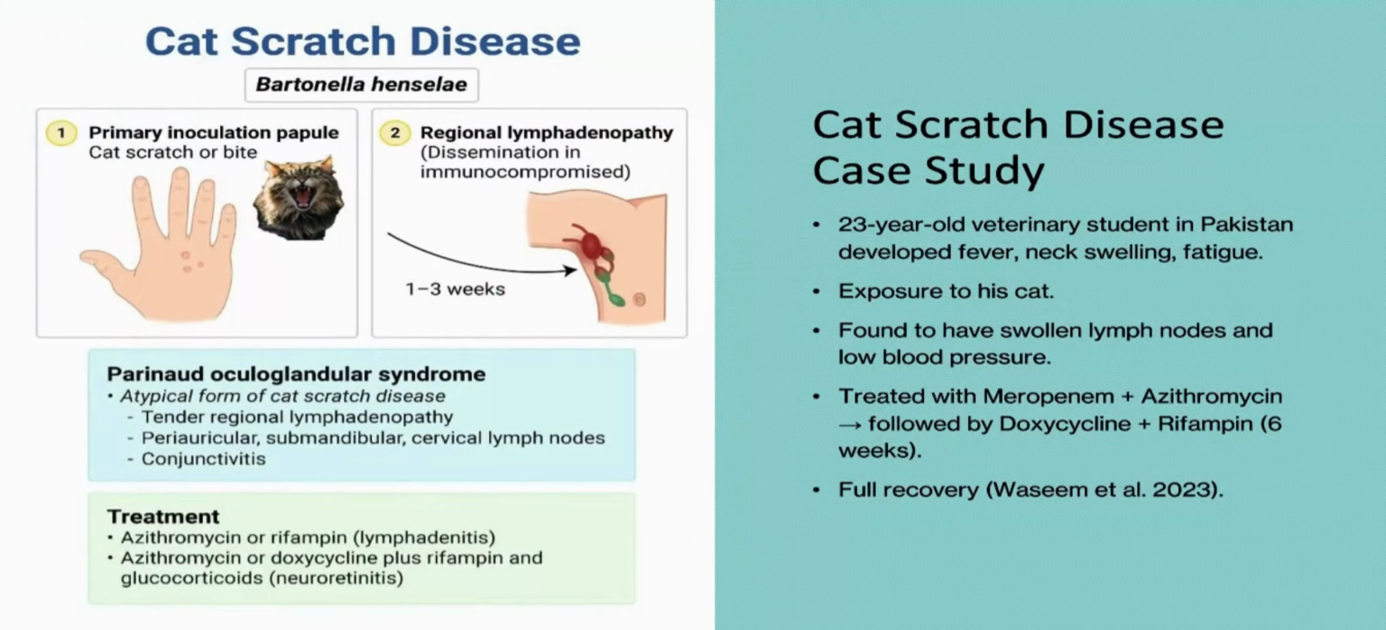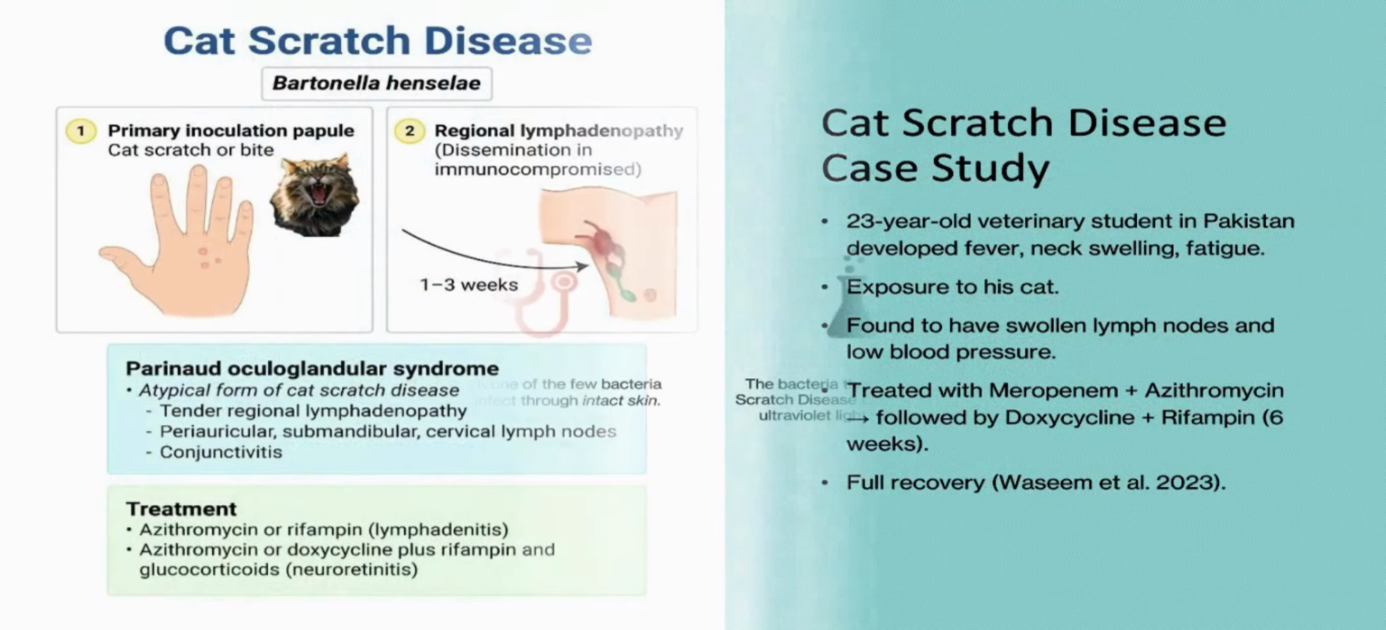For this slide, we'll talk about the case study with cat scratch disease. In the study, a 23-year-old veterinary student in Pakistan developed fever, neck swelling, and fatigue after contact with his cat. Examination revealed swollen lymph nodes and blood pressure was low. He was treated with meropenem and erythromycin, followed by doxycycline and rifampicin for 6 weeks. The patient recovered fully, demonstrating the importance of recognizing exposure and early treatment.